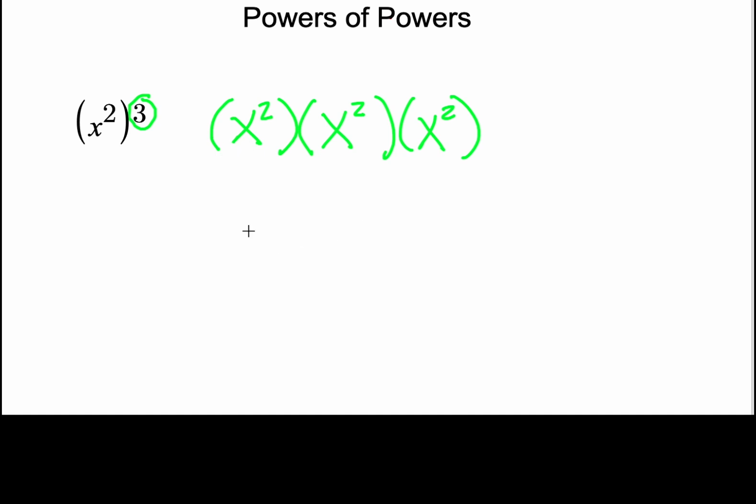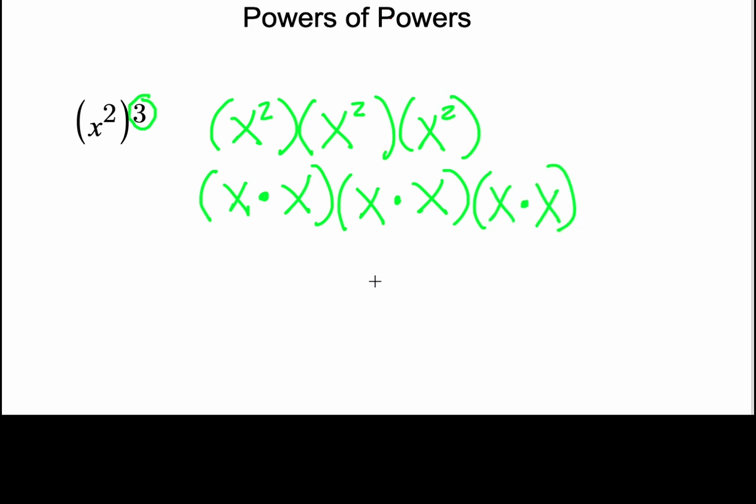And what does x squared mean? Well, we know that x squared means x times itself, or x times x. And this is multiplied by itself 3 times. When we're multiplying x's, as we learned in the last section, you're adding the exponents. Since they're all to the exponent of 1, this simplifies to x to the 6th.